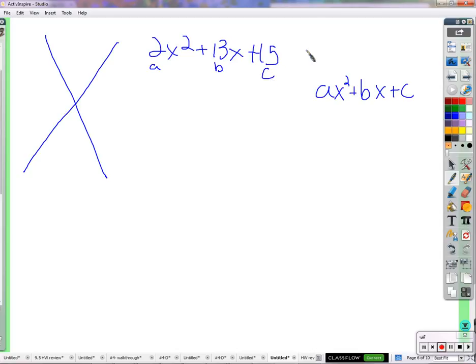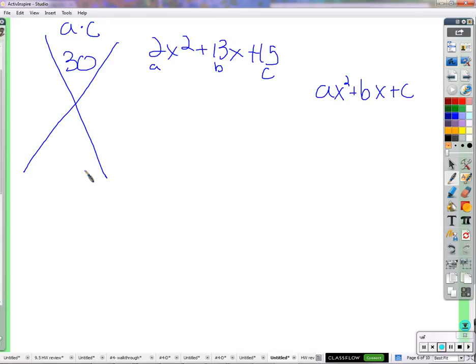And here's why I call it the AC method. The first thing you're going to do is take a and multiply it by c. What's a? 2x squared? No, a is just the number that you're multiplying by x squared. 2. What's c? 15. So what is a times c? 30. Right, that's the first part of it.